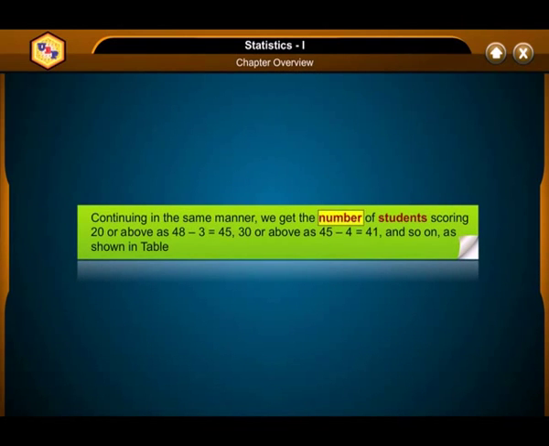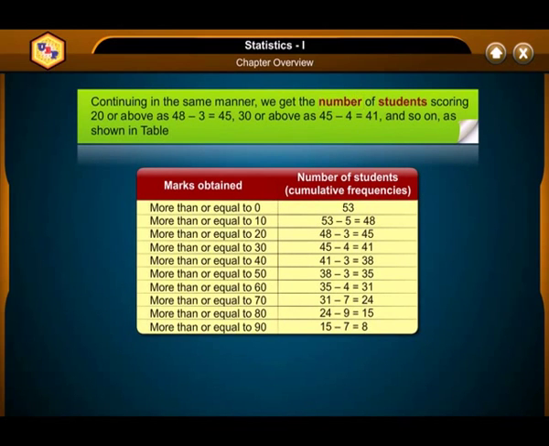Continuing in the same manner, we get the number of students scoring 20 or above as 48 minus 3 equal to 45, 30 or above as 45 minus 4 equal to 41, and so on as shown in the table. Marks obtained, number of students, cumulative frequency. More than or equal to 0, 53. More than or equal to 10, 53 minus 5 equal to 48. More than or equal to 20, 48 minus 3 equal to 45. More than or equal to 30, 45 minus 4 equal to 41.